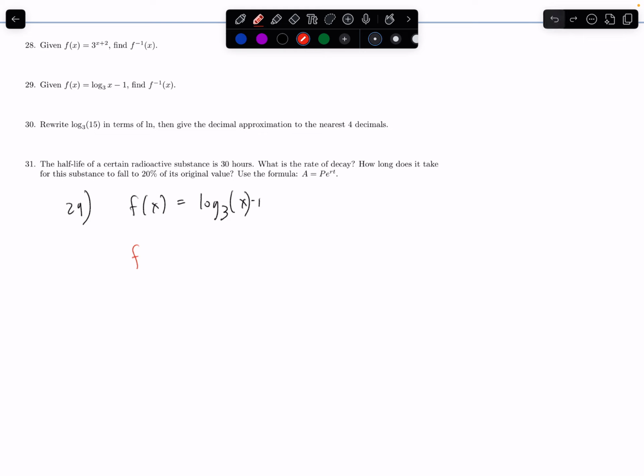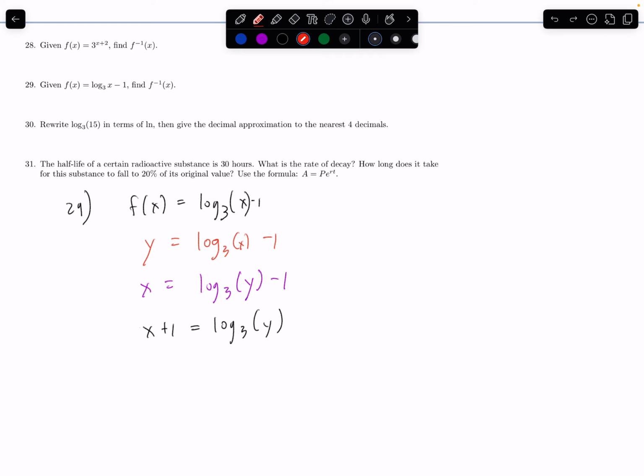Okay, so how do you solve this thing? Remember, first step, change to x's and y's, and then reverse the x's and y's. And I'm going to solve for y. First step is to add 1 to both sides. So I get x plus 1 is equal to log base 3 of y. And then to get rid of this log, I want to get y by itself.